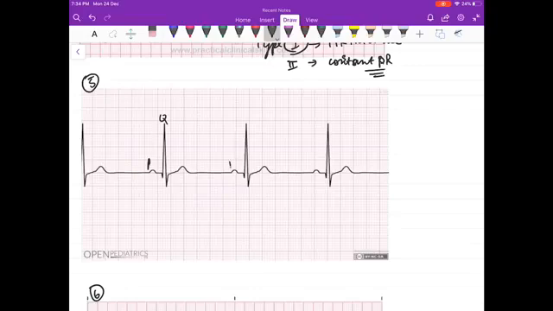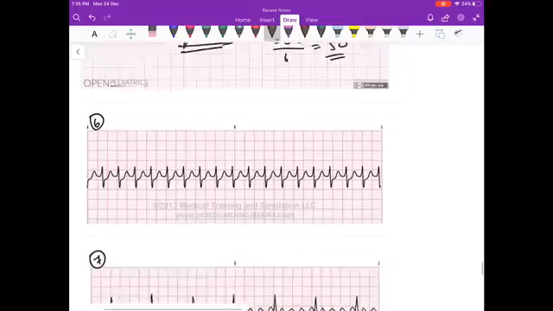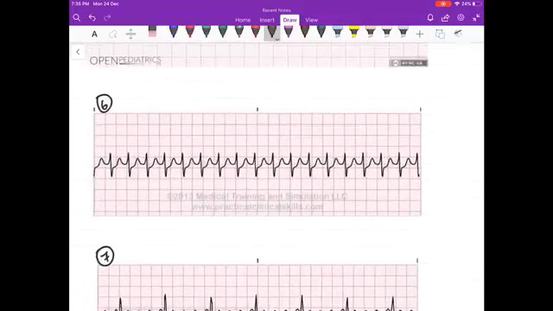Now identify this ECG. P wave, Q wave, P wave, Q wave, P wave, Q wave. What is the heart rate? 1, 2, 3, 4, 5, 6. 300 divided by 6 equals 50. Friends, this is an ECG of sinus bradycardia. You see the PR interval is also normal. Sinus bradycardia.